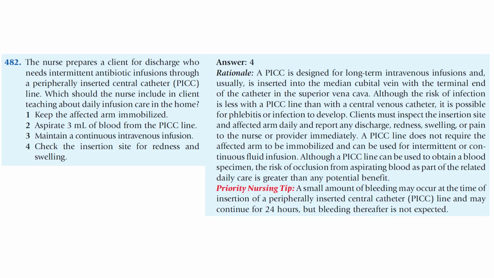482. The nurse prepares a client for discharge who needs intermittent antibiotic infusions through a peripherally inserted central catheter line. Which should the nurse include in client teaching about daily infusion care in the home? 1. Keep the affected arm immobilized. 2. Aspirate 3 milliliters of blood from the PICC line. 3. Maintain a continuous intravenous infusion. 4. Check the insertion site for redness and swelling.